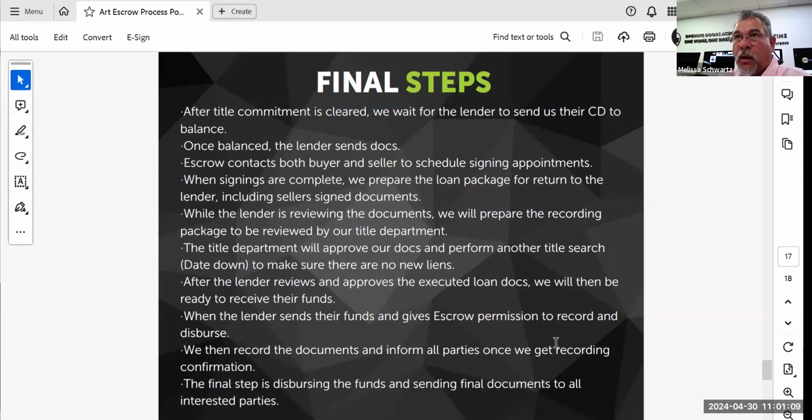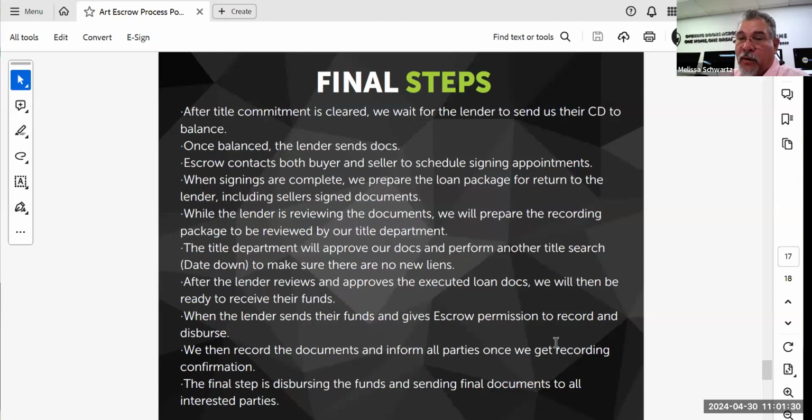In that package, we'll also record documents from the seller, so the lender has proof that the seller is conveying title, what they're getting back, and that there's no other money that the seller is giving to the buyer. And then once the lender approves everything, they'll send us their funds. They'll give us authorization to release and record.